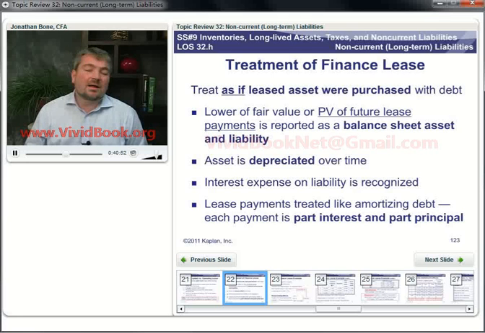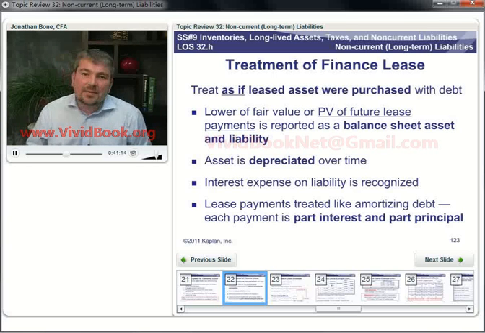The asset and liability are equal to one another at initiation of the lease, but after that they don't have to be, because the depreciation on the asset is its own double entry. The interest and payment of the principal on the liability are their own double entry. So the asset does not equal the liability after initiation.